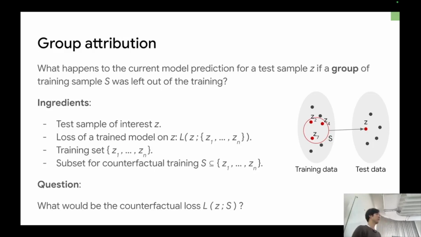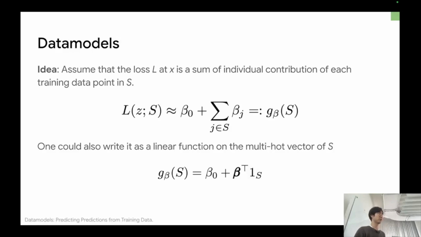So with this motivation, let's take a look at group attribution. So instead of removing a single sample, let's say we try to remove multiple samples and try to see the impact of these. So we have, let's say, Z2, Z4, and Z7 removed together. And I'm going to say these are subset S. And I'm interested in the impact of loss at Z when you remove this subset S from the training set. Yeah, so the question is quite simple enough.